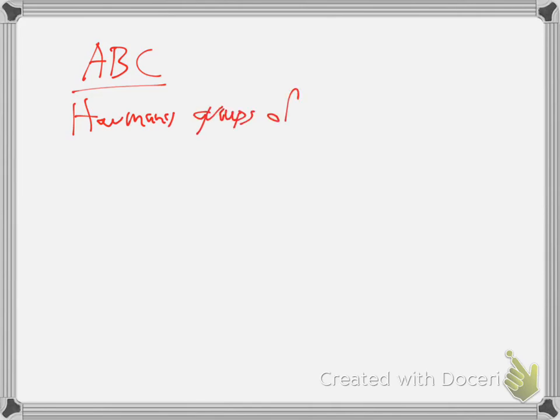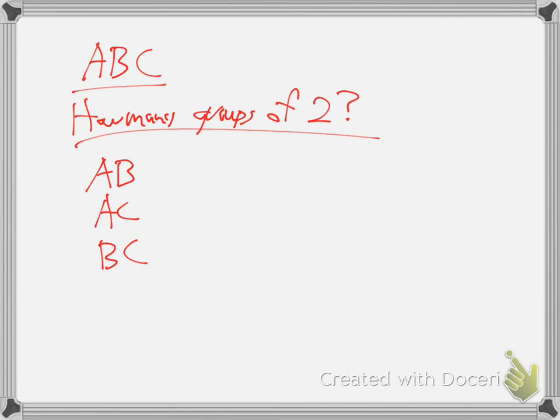If I said, hey, I've got 3 letters, A, B, C, and I want you to pick 2. How many groups of 2? I want to make a really simple problem that we can do by hand. How many groups of 2 letters out of 3 could you pick? Well, you could pick AB, you could pick AC, or you could pick BC. That's it.